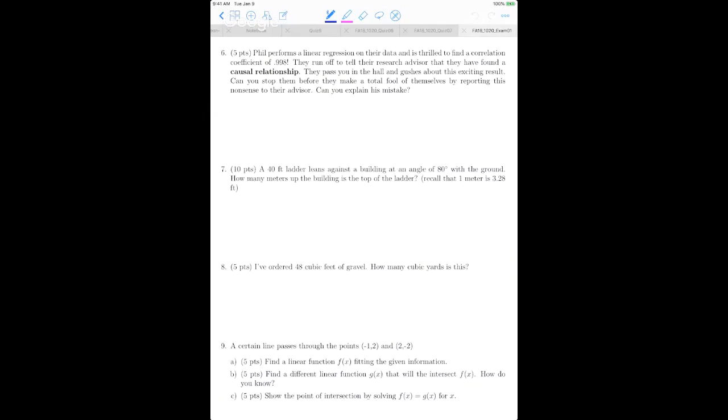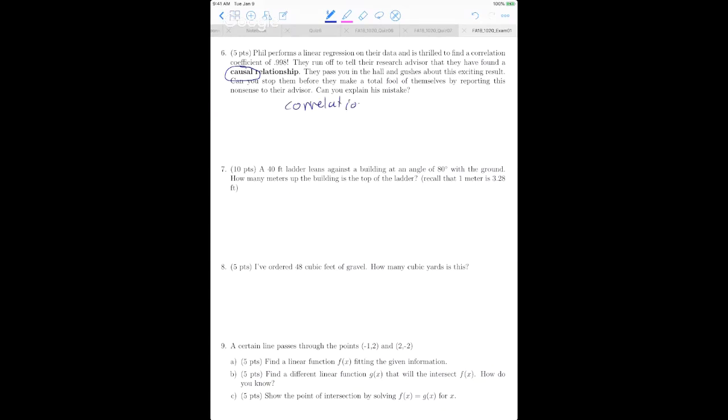So Phil performs a linear regression on their data and is thrilled to find a correlation coefficient of 0.998. They run to tell their research advisor that they have found a causal relationship, meaning they have found a correlation between two variables, and they have concluded that one thing causes the other. This is incorrect, and it's incorrect simply because of this fact.